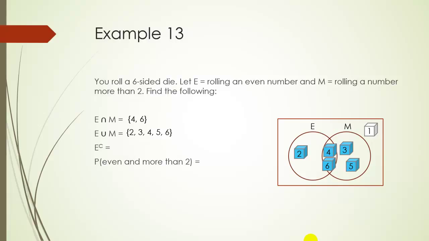Okay, now let's try E complement. We have 2, 4, and 6 that are our even numbers, so the complement would be the odd numbers: 1, 3, and 5, everything outside of the E circle. Now let's do the probability of getting an even and more than 2. As we showed, there were 2 numbers in the intersection out of 6 total numbers, so 2 out of 6, which is just 1/3.